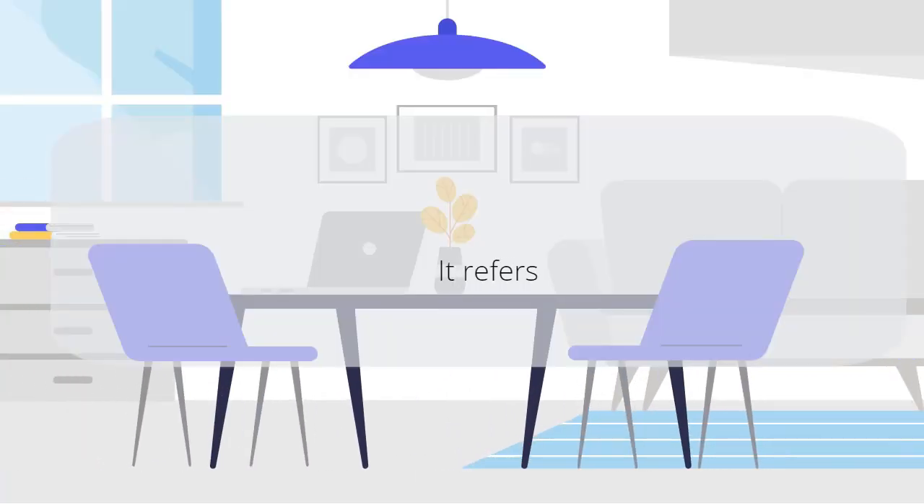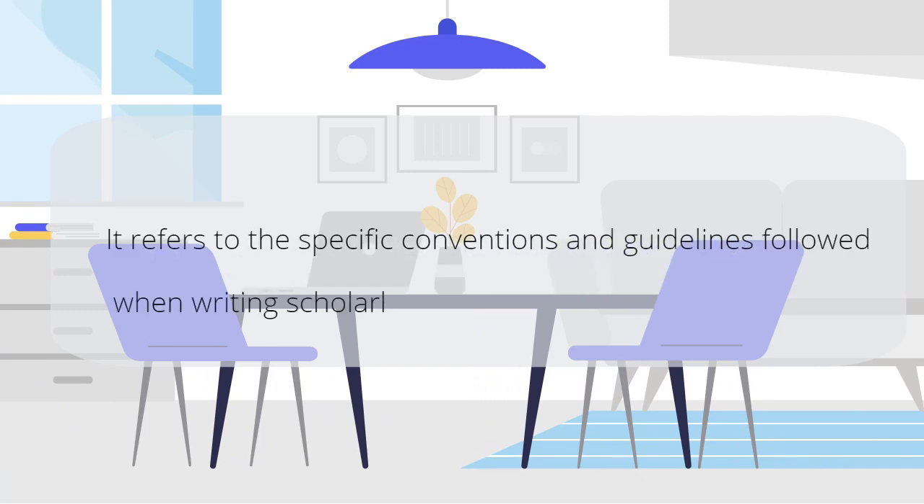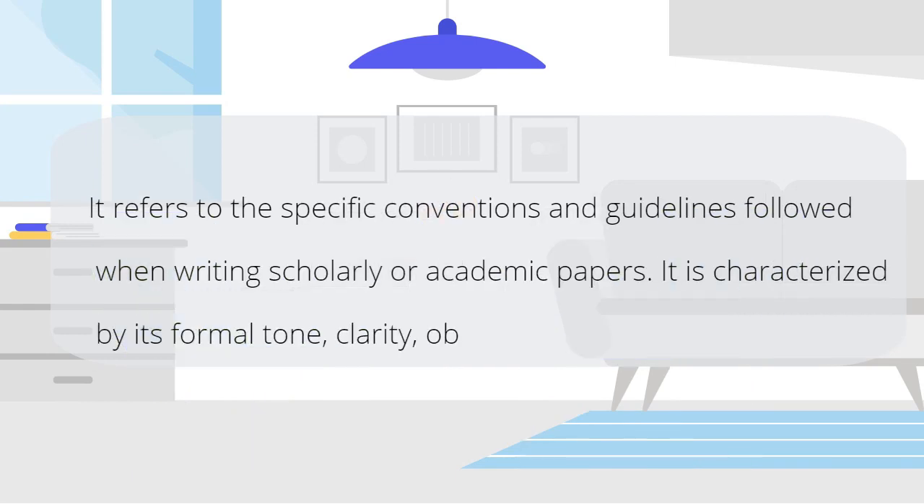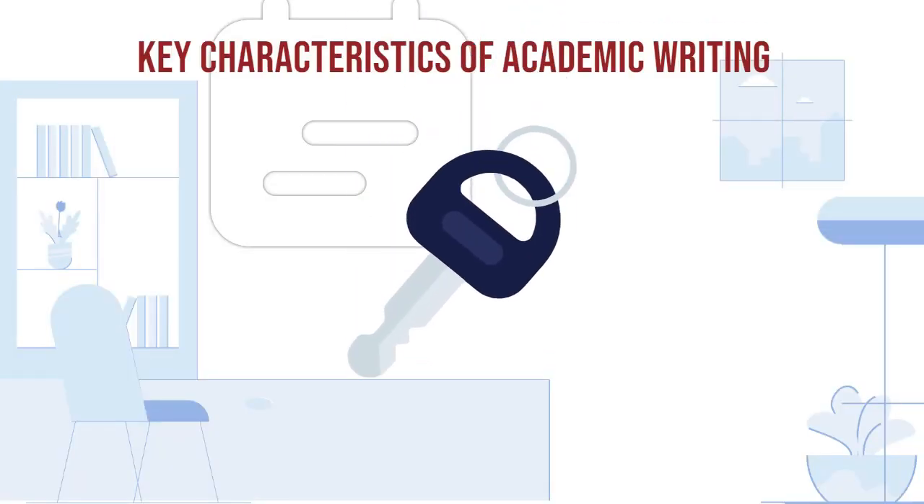Academic writing style refers to the specific conventions and guidelines followed when writing scholarly or academic papers. It is characterized by its formal tone, clarity, objectivity, and adherence to established academic standards. What are the key characteristics of academic writing?